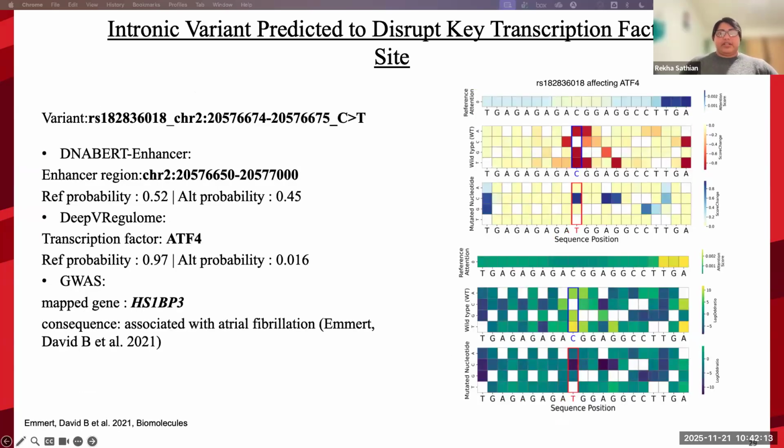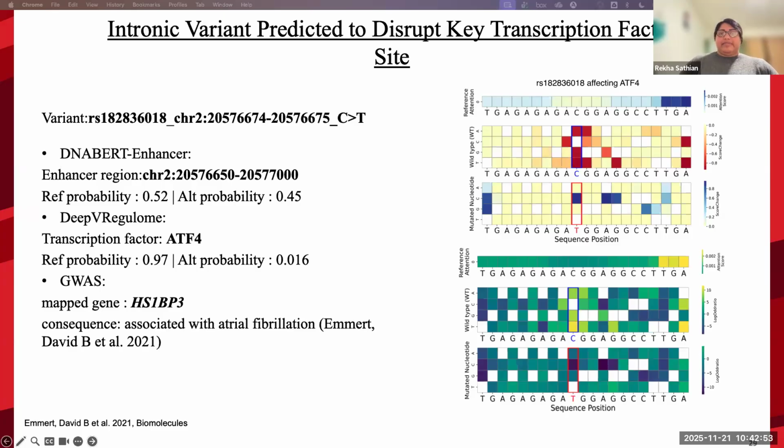This is another example of a variant in chromosome 2. This is also an intronic variant, which causes a loss of function in the enhancer region, and this disrupts the transcription factor binding site of ATF4 in that enhancer region. On analyzing the clinical annotation reported in publicly available datasets, especially in GWAS, the variant is mapped to the HS1BP3 gene and is associated with atrial fibrillation.